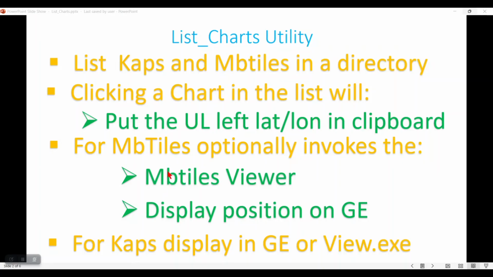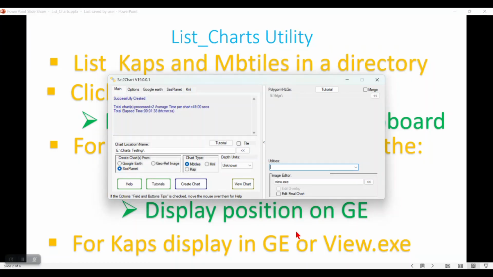Now the first thing I want to show you is how you start the utility. You can go to Sat2Chart, and in Sat2Chart down here there's a utilities list on the second panel. If that's not open, just press this long button, and in the utilities list you will find List Charts, and if you click that it will start it.